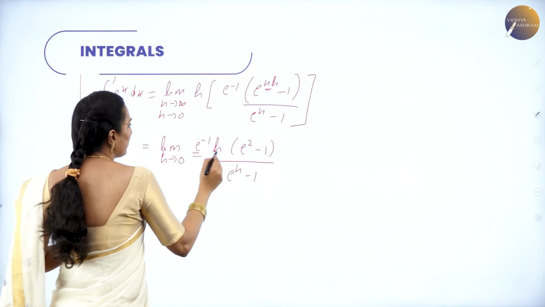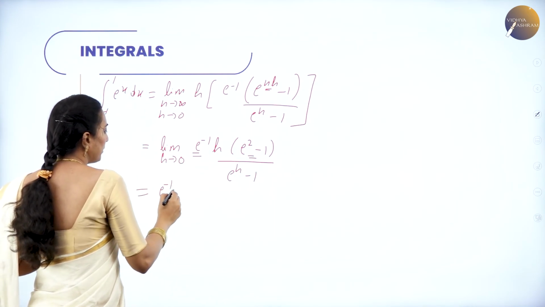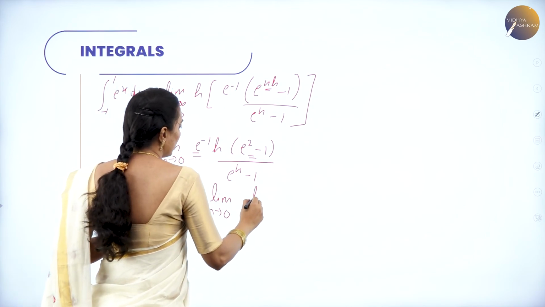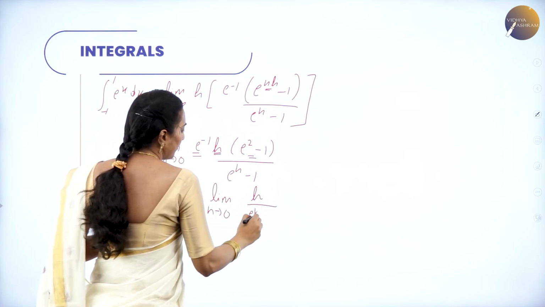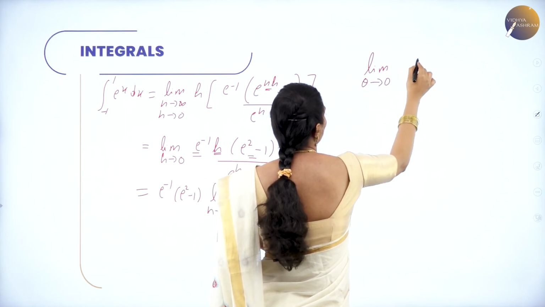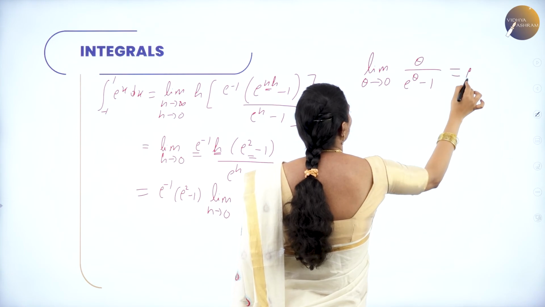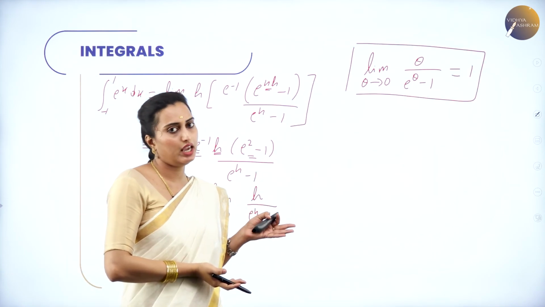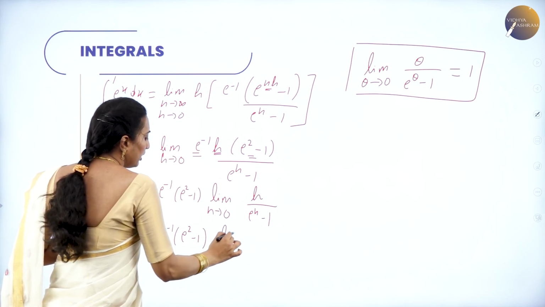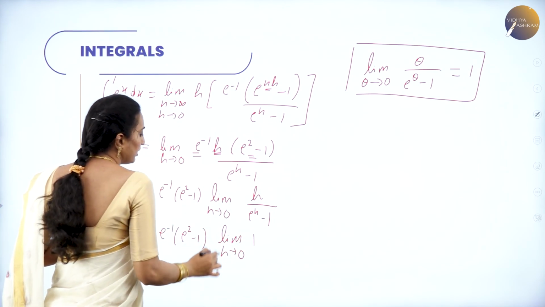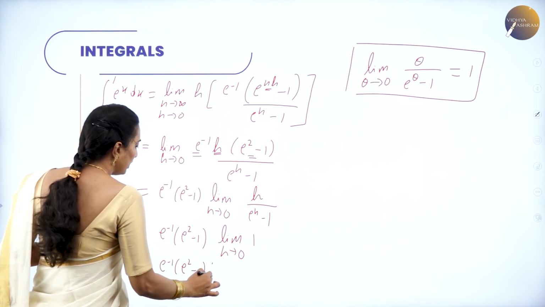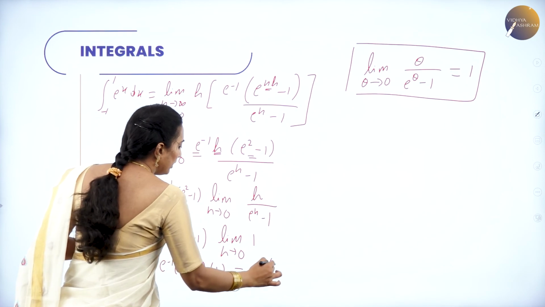Now here this e power minus 1 and e squared minus 1 is a constant. So e power minus 1 into e squared minus 1, limit as h tending to 0, you can have h divided by, remaining is h only, divided by e power h minus 1. Dear students, according to the exponential form, limit as theta tending to 0, theta divided by e power theta minus 1 is nothing but 1. So therefore, instead of theta we are having h. So you can have e power minus 1 into e squared minus 1, the limit of a constant is nothing but the constant only. So e power minus 1 into e squared minus 1 into 1. So the answer is e power minus 1 into e squared minus 1.